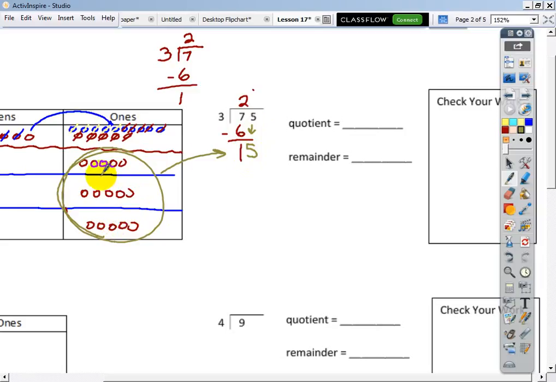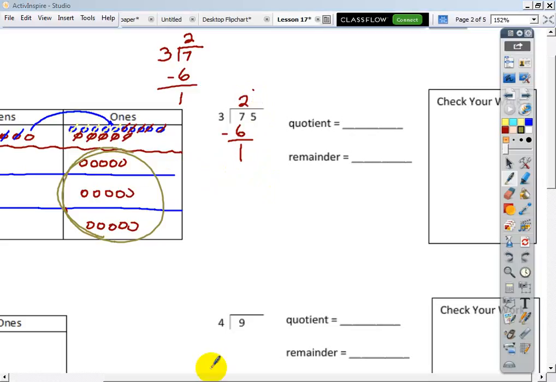You're like, oh, wait a minute. We're going to break the 15 into groups of 3. Ah, you know the answer already because you wrote it down. There's 5 in each group of 3, right? So 3 times 5 is the 15, and you get it exactly with no remainder.